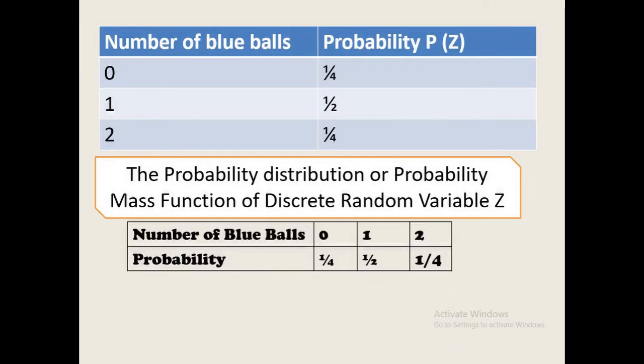It can also be written like this. Number of blue balls, 0, so the probability is 1 over 4. 1, so 1/2, and 2, 1 over 4.